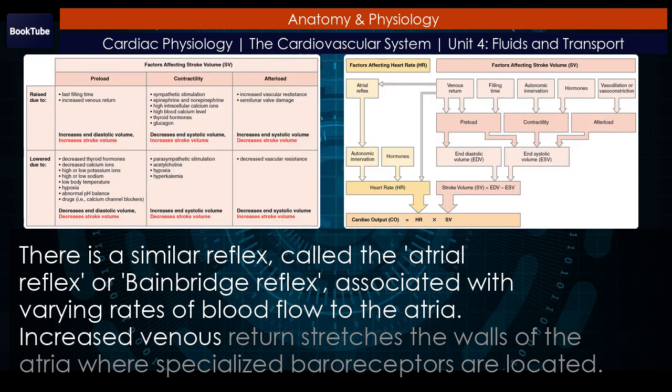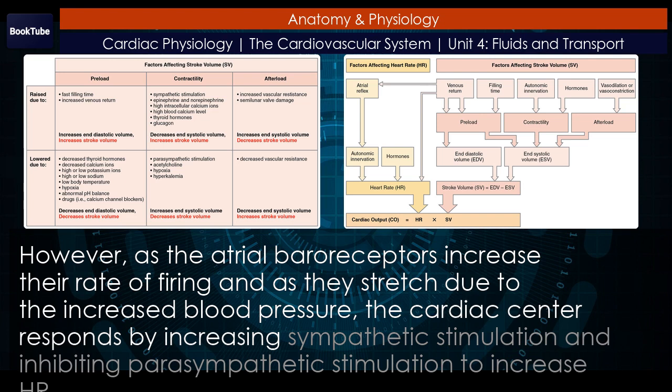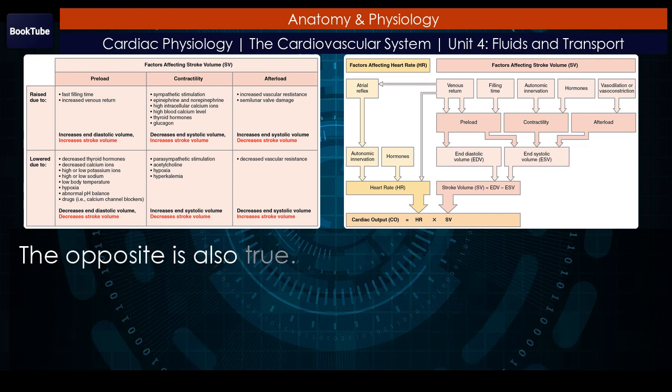Increased venous return stretches the walls of the atria where specialized baroreceptors are located. As the atrial baroreceptors increase their rate of firing and as they stretch due to the increased blood pressure, the cardiac center responds by increasing sympathetic stimulation and inhibiting parasympathetic stimulation to increase HR. The opposite is also true.